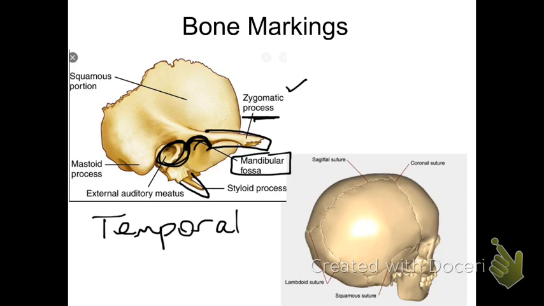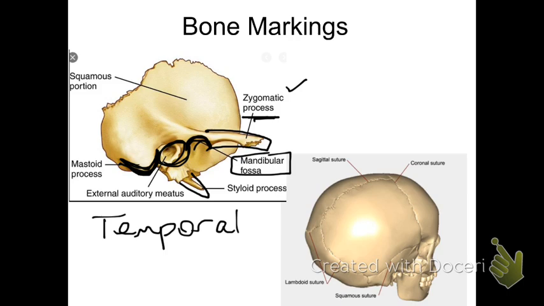There's another process, something that sticks out, called the mastoid process. There's a muscle that helps to control the flexing of your neck and the rotation of your head called the sternocleidomastoid. And we will see that that sternocleidomastoid attaches to the temporal bone in this place.